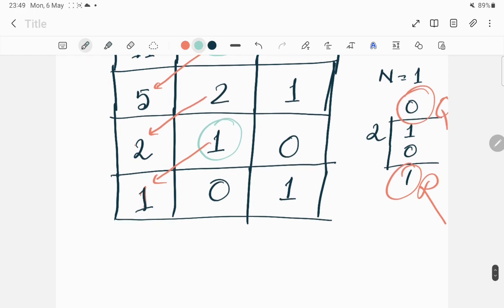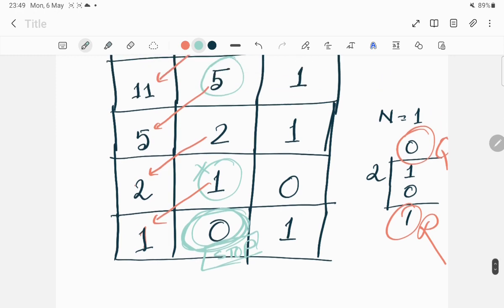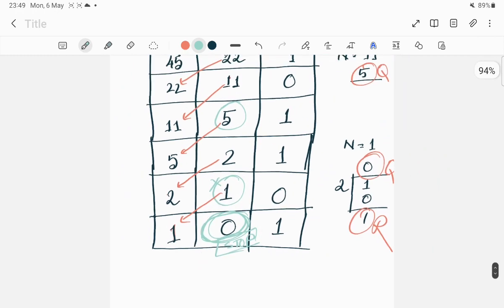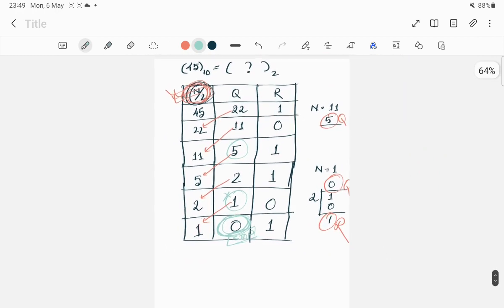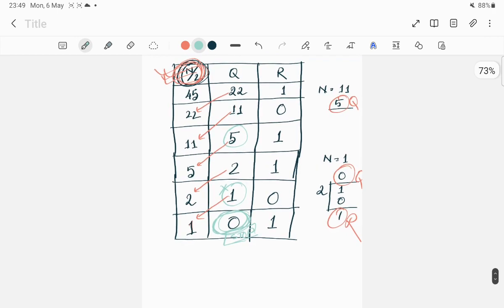Now you can see that interestingly this has become 0. So that means we can stop here, we can exactly stop here. Now what is the next step? You can see in this particular table that we need to read it in the reverse way.